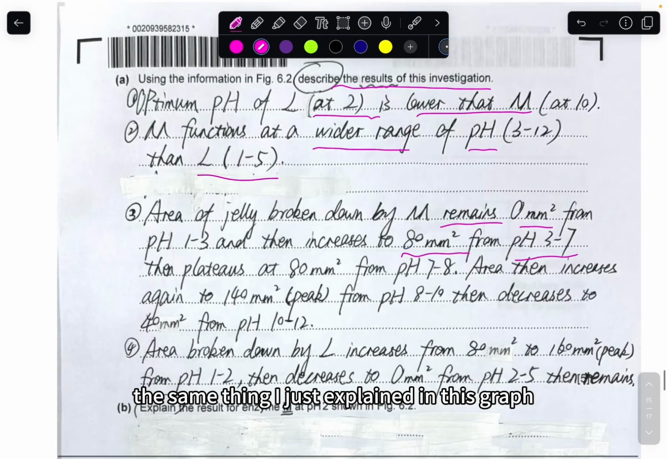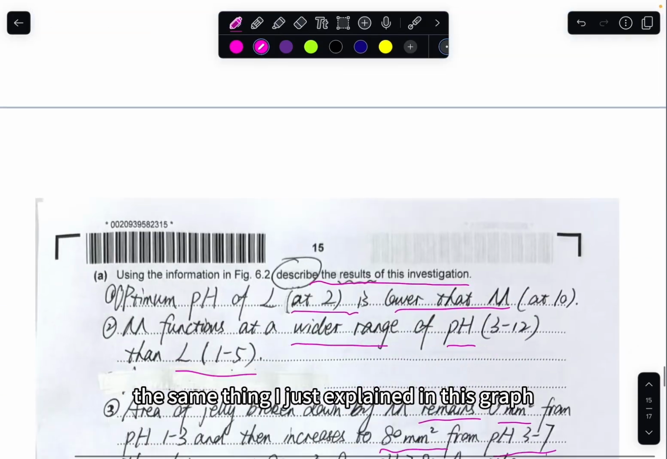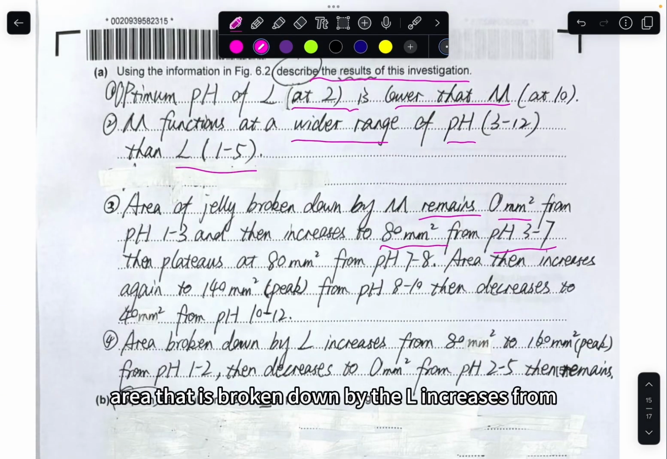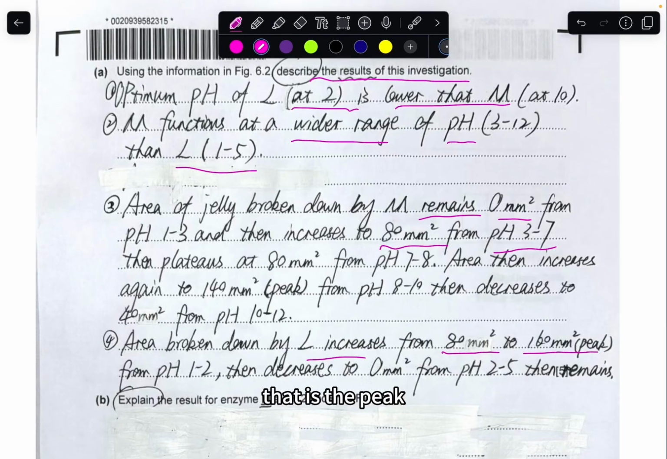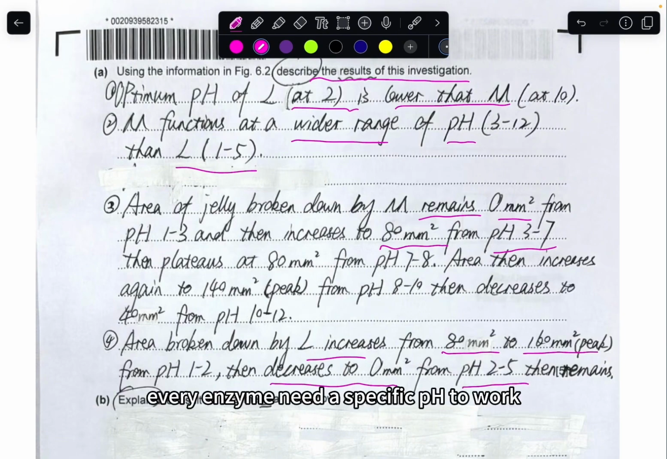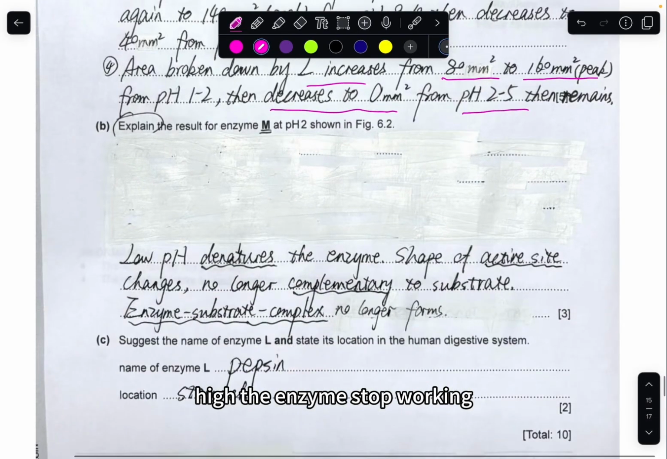The same thing I just explained in this graph. The area that is broken down by L increases from 80 millimeter square to 160 millimeter square, that is the peak, the optimum, from pH 1 to 2, and then decreases to 0 from pH 2 to 5, because every enzyme needs a specific pH to work. If that pH becomes too low or too high, the enzyme stops working.